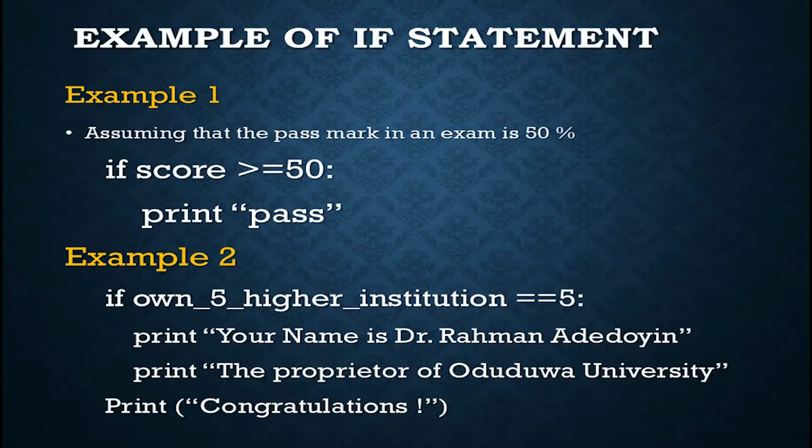So the condition here is score greater than or equal to 50. And what we are printing, the pass, is the block. So that's the first example.